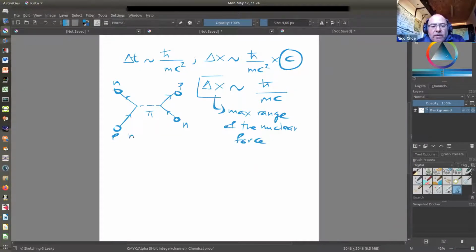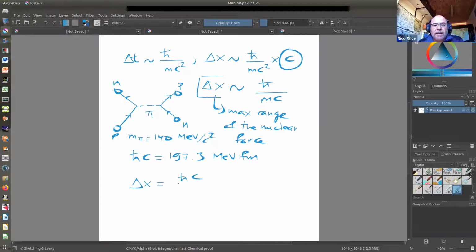So now we know that the mass of the pion is equal to 140 MeV per c squared. And here we're going to introduce a very important constant, which is h bar c equal to 197.3 MeV Fermi, right? And we are going to just substitute here, and the range of the nuclear force will be about h bar c over mc squared, because we are multiplying up and down by c, and this will be equal to 197.3 divided by about 140 MeV. So the MeV and the MeV will cancel. This c squared with the other c squared will also cancel.